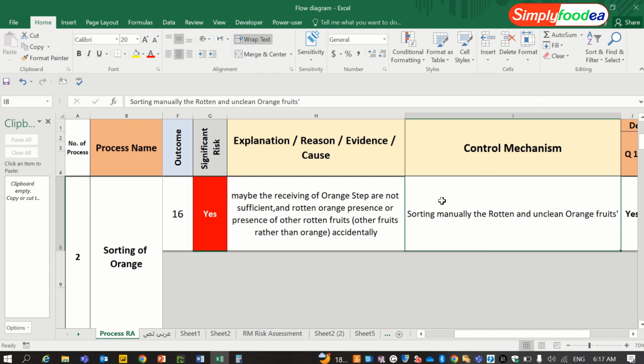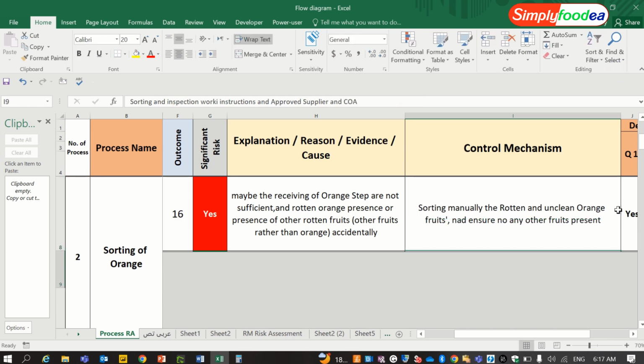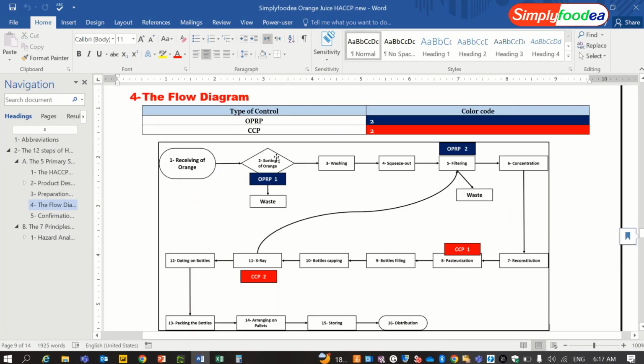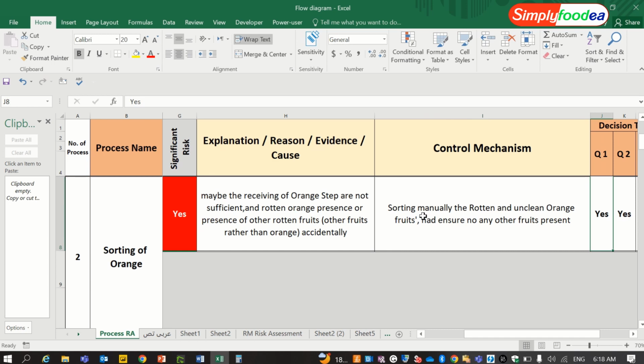So the control mechanism will be sorting manually the rotten and the unclean orange fruits, and ensure no other fruits are present. Okay, so this is the reason why the physical hazard is very important in this step, the sorting of the orange, because when you see the flow diagram, it's about understanding. If any hazard passes from this part, it will not be easily detected other than at another CCP control point. So the physical hazard here will be controlled by the sorting manually. Okay, that is the control mechanism in this part.